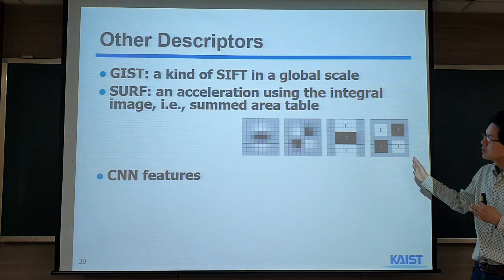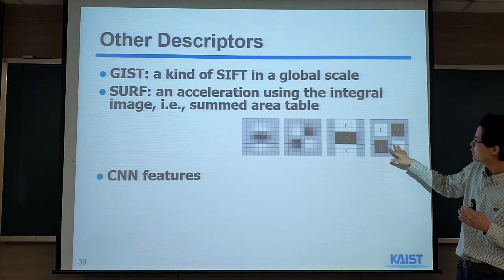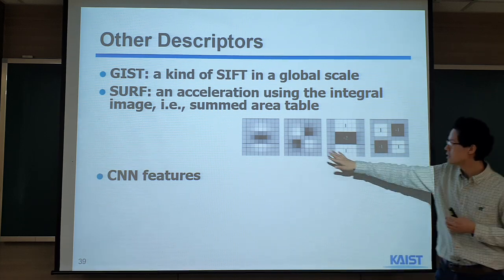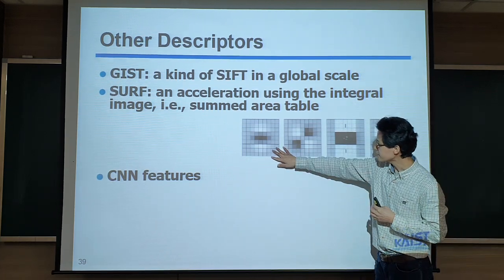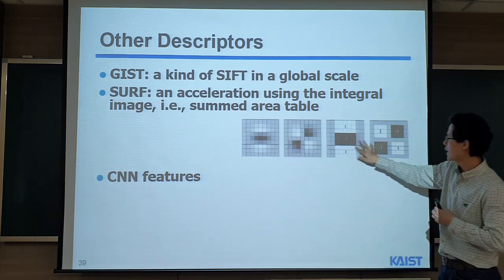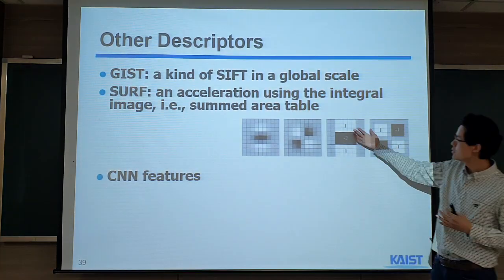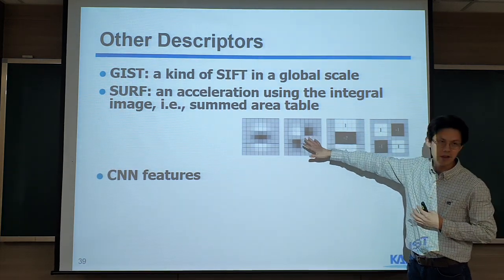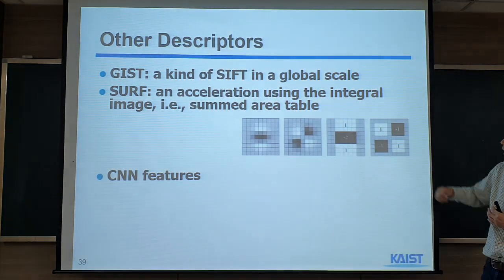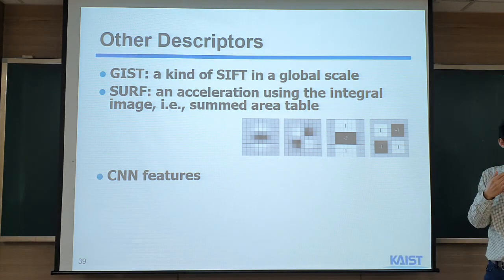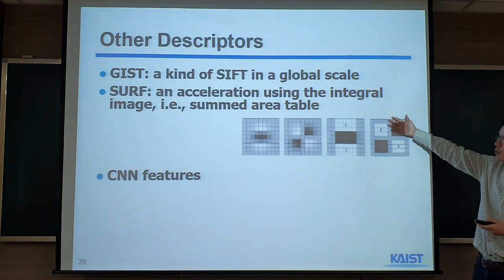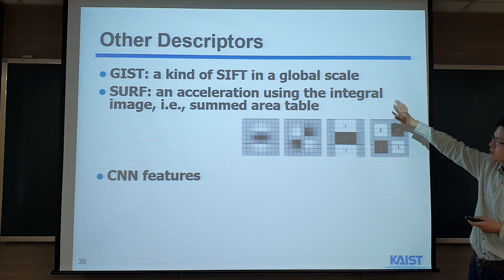This is the original DoG or LoG. This is a very binary-level version of the LoG and DoG. So instead of using float variables, just using binary values, you can very efficiently extract the feature. And also there is a lot of source code available for this one.